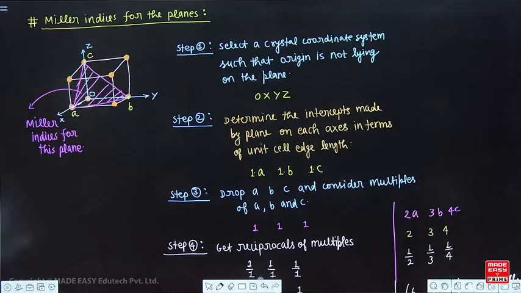Samriddhi, directions can be defined. So, if you change the x, y, z coordinate axes, then accordingly Miller indices will also change.